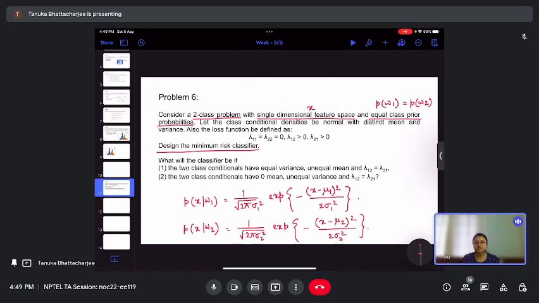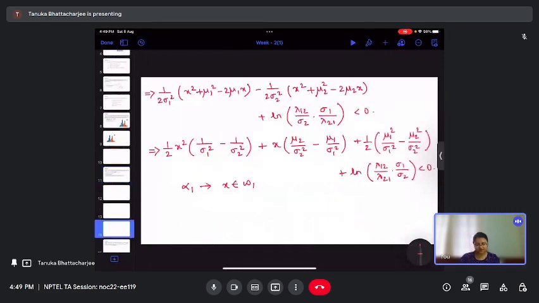Now we have designed the minimum risk classifier. We have two more parts in the question. What will the classifier be if the two class conditionals have equal variance, unequal mean and lambda 1 2 equal to lambda 2 1? So it means to say sigma 1 equal to sigma 2 in our case. So equal variance means the standard deviation is also equal. Unequal mean, so we have mu 1 and mu 2 two separate means, and lambda 1 2 equal to lambda 2 1. Then what will be the classifier?